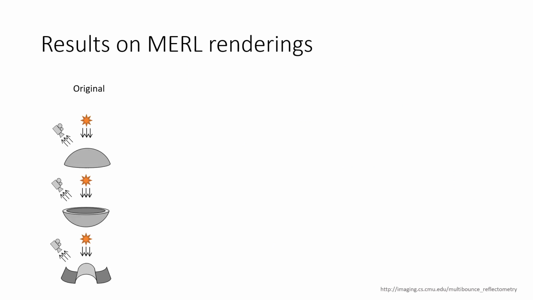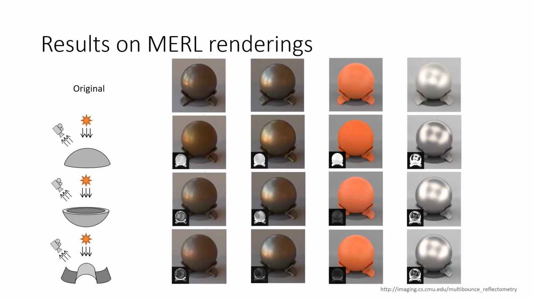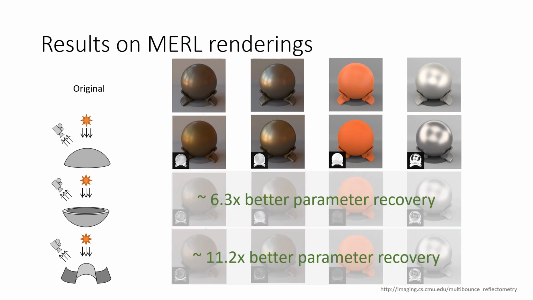We can also perform simulated reconstruction experiments to see how this improved coverage affects BRDF recovery quality. We show single-shot recovery experiments for a few BRDFs from the MERL database. Using our custom shape, we can achieve 11.2 times more accurate BRDF recovery than when using the convex sphere, and 2 times more accurate recovery than when using the concave sphere.